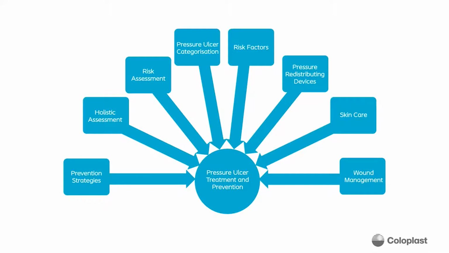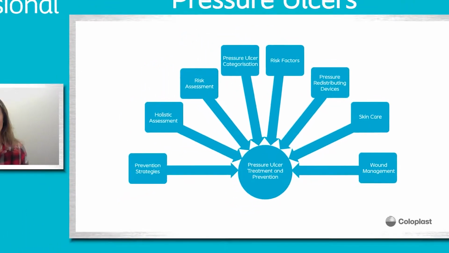We then need to think about our management of a wound if somebody has developed a wound, and what we can do to create an optimum healing environment for that person and that wound. As well as that, we need to think about the prevention strategies to stop this from occurring again in the future, or to prevent further breakdown of other areas. So a whole multitude of things that we need to consider.